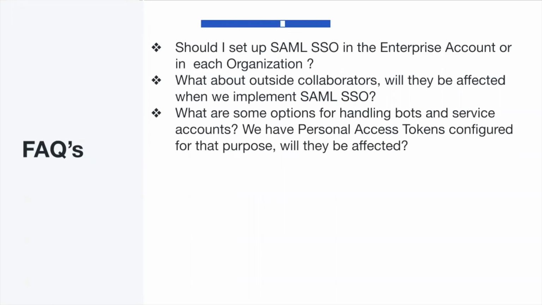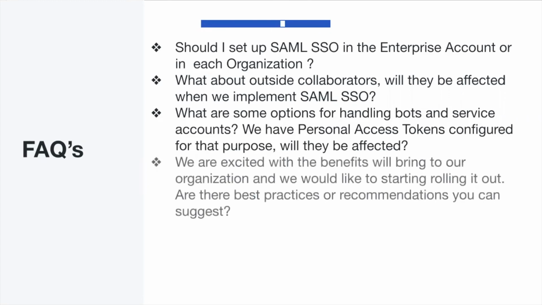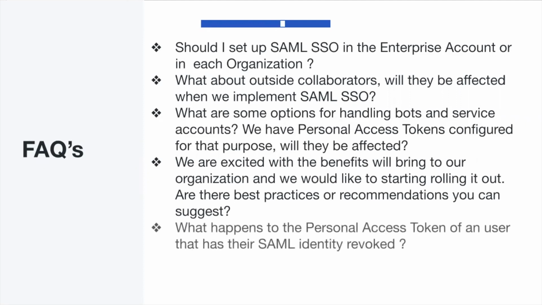What are the options for handling bots and service accounts, when you have bots or service accounts that have some personal access tokens associated to them? The best is to have them handled by your IdP. So you have these accounts there and you have them with SAML SSO enabled. While it's technically possible, it's not the best practice to have them as outside collaborators. About best practice and recommendations on rolling out, there is documentation that's very complete here in the description, but if you have questions, you can still reach your account management team.